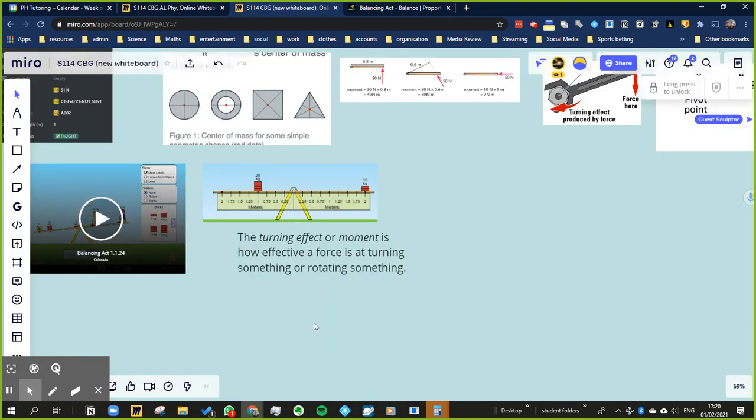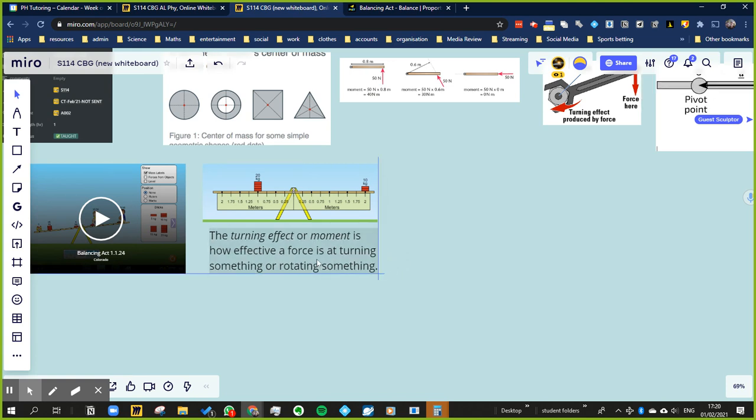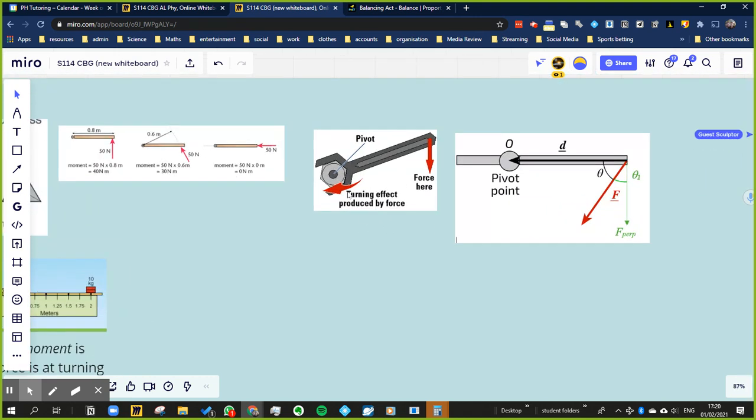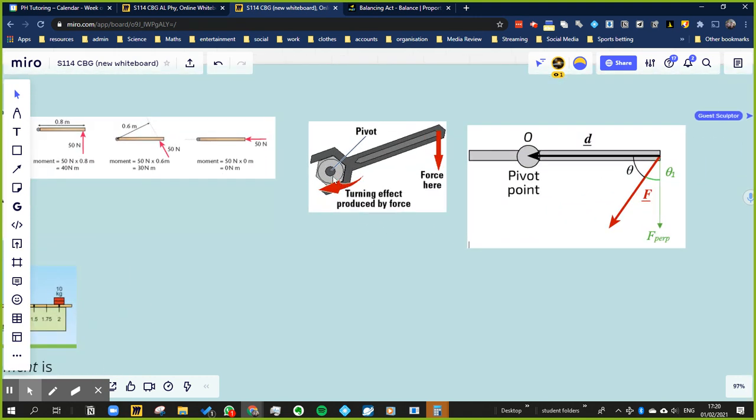So a turning effect or a moment is how effective a force is at turning something or rotating something. In other words, let's go up to this one over here, and we'll say that I'm trying to turn this bolt here. So what I could do is get a spanner and increase the size of the force, or I could get a longer spanner and increase the size of the distance from the pivot. How effective my force is at turning that pivot is down to how big the force is or how big the lever is.